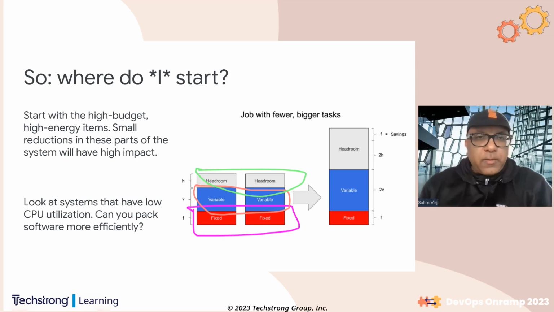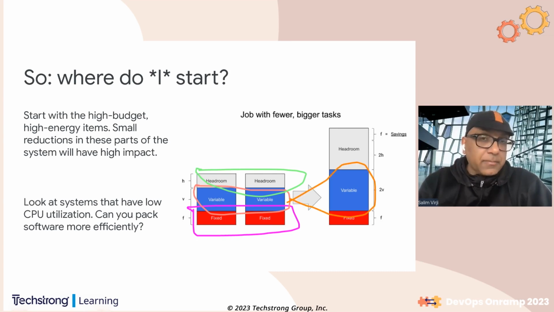So one of the advantages of combining these multiple smaller instances into a larger instance is that we save on the fixed costs. That is, the cost per task is halved because we're running one task where we were previously running two. The variable costs are here, they're additive. So we don't really save anything there. And the headroom also turns out to be additive.